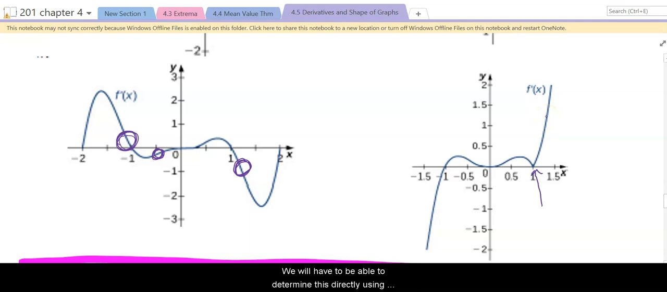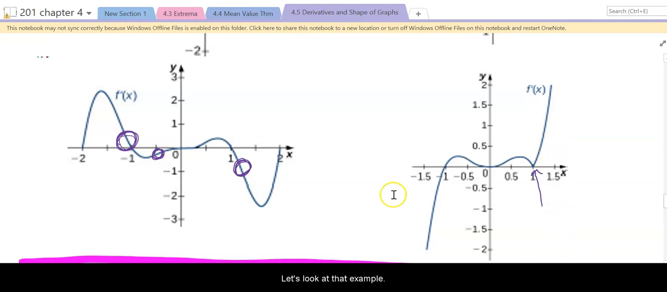We will have to be able to determine this directly using algebra and calculus. Let's approach an example and analyze where the inflection points are and where it is concave up and concave down. This is preparing us for section 4.6, where we will use all of this information we've gathered in section 4.5 to draw an estimate of what the graph looks like, predicting where it is increasing, where decreasing, where the relative maxima are, where the relative minima are, where it is curved concave up, where it is curved concave down, where the inflection points lie.